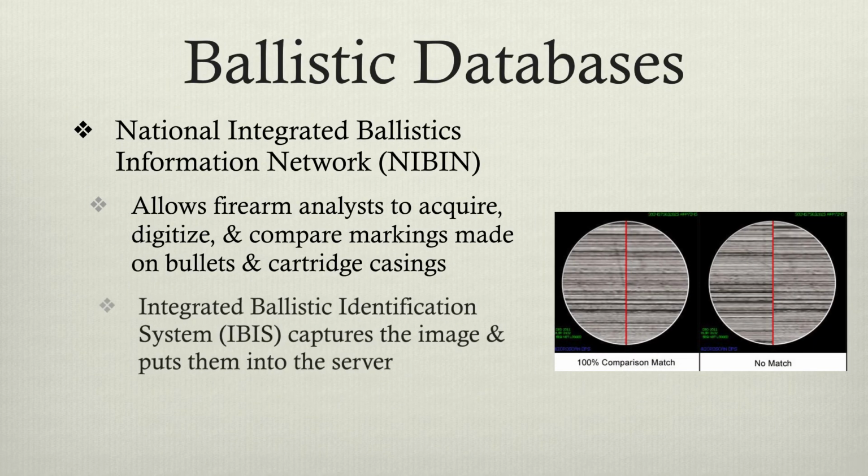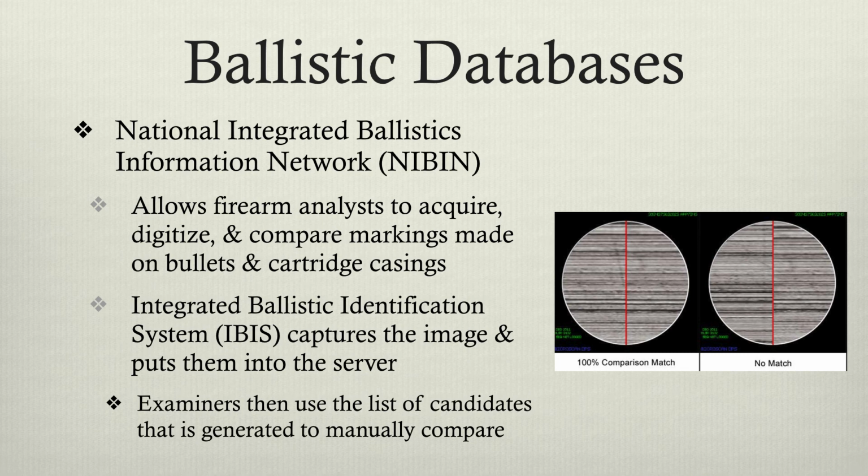In the ballistic database, there is the National Integrated Ballistics Information Network, or NIBIN. It allows firearm analysts to acquire digitized images and compare markings made on bullets and cartridge casings. The Integrated Ballistic Identification System, IBIS, is what actually captures the images and puts them into the server. And then the examiner's job is to analyze the list of candidates that are generated by the database system.